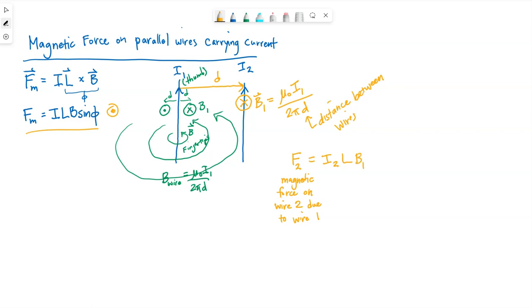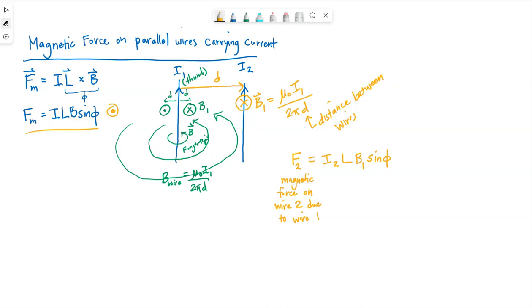And then it depends upon the strength of the magnetic field created by wire 1. If wire 1 wasn't there, there wouldn't be a magnetic field, and then there would not be a magnetic force on wire 2. So it's because wire 1 is creating a magnetic field there, and because there is current flowing through this right-hand wire, I2, that's why we have a magnetic force on wire 2.